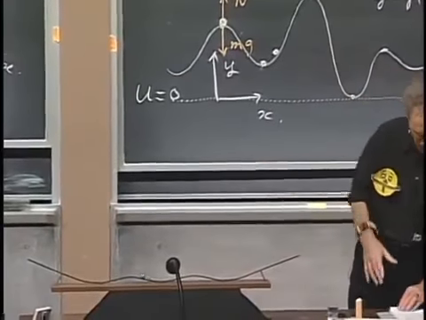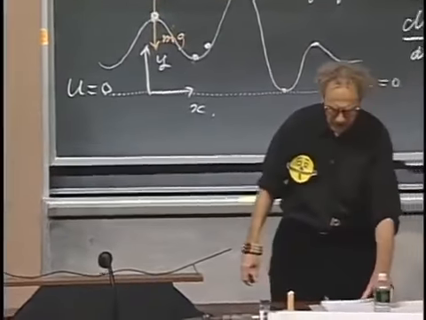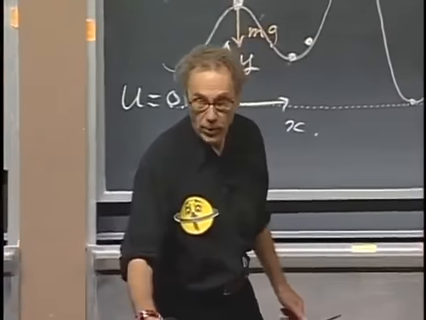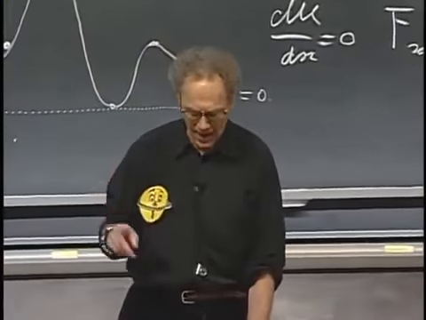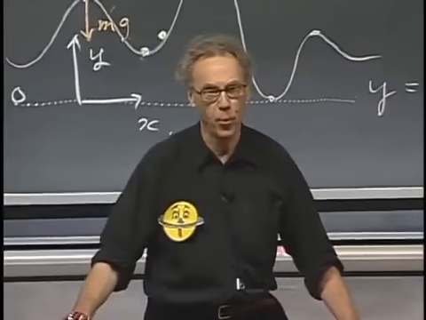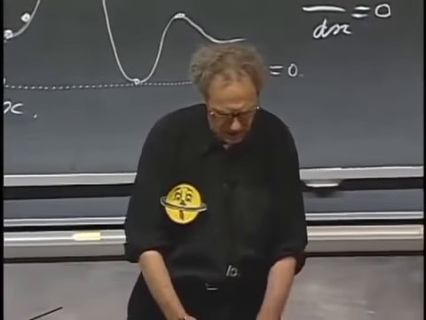So you see that's the difference between stable equilibrium and unstable equilibrium. At the stable point, the second derivative of the potential energy versus x is positive. At the unstable point, the second derivative is negative.